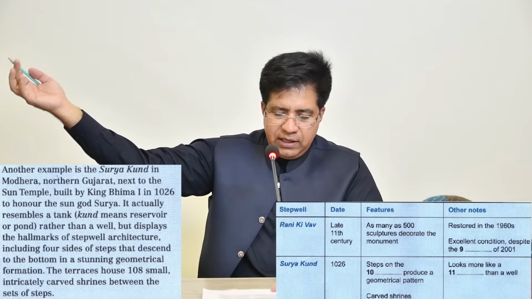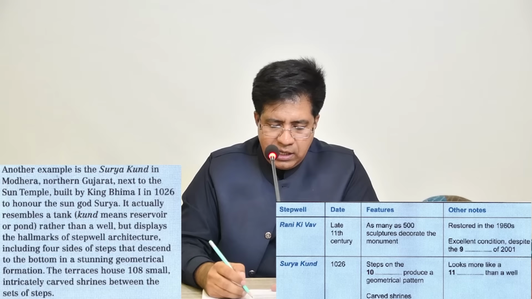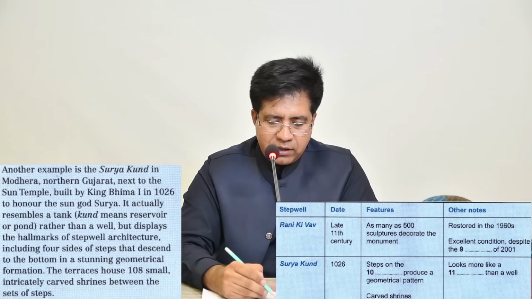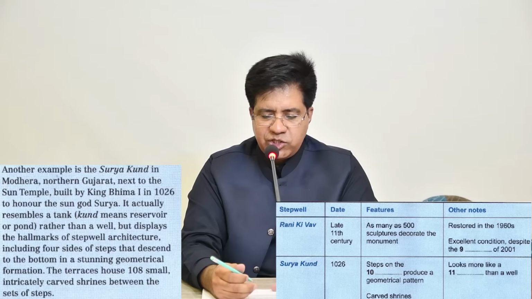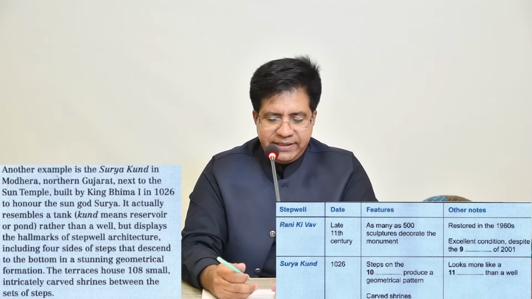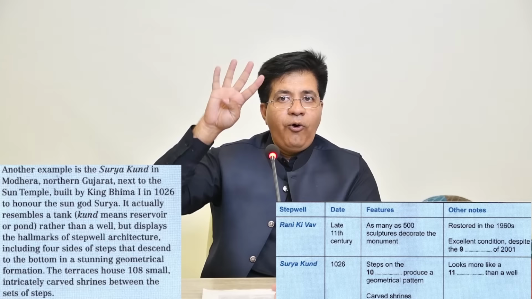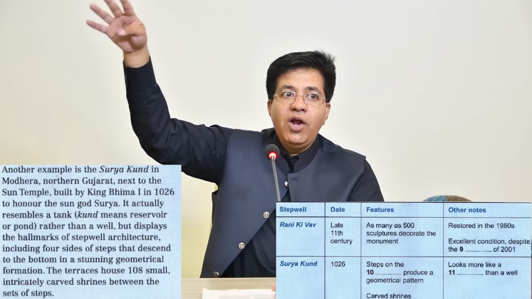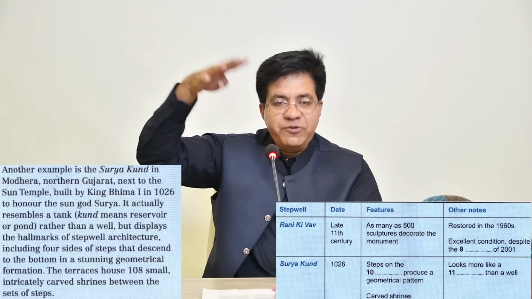Another example. And can you see? Okay, I'm reading it from here. Everyone, please follow me. I'm going to read it from Hallmark. Found it? Everyone? Hallmark. Line number 1, 2, 3, 4, 5, 6, 7. The hallmarks of stepwell architecture, including four sides of steps that descend to the bottom in a stunning geometrical formation. Four sides of steps means steps on four sides. Try to understand. Four sides of steps means steps on four sides and they make a geometrical pattern.